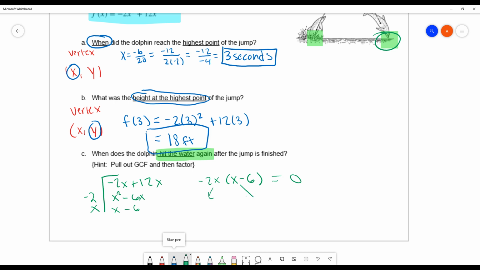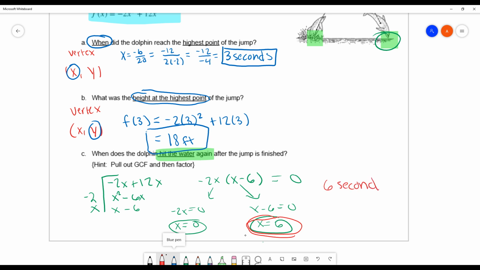I have two solutions. If I set this equal to 0, and then set x minus 6 equals 0, I should get two solutions. x is equal to 0, and x is equal to 6. Now, which one of those is the time it takes for the dolphin to hit the ground? Well, 0 doesn't make sense, because it's going to take a couple seconds for the dolphin to fly through the air and then hit the ground. So the one that I want is this second one right here. So it takes 6 seconds for the dolphin to hit the ground again.